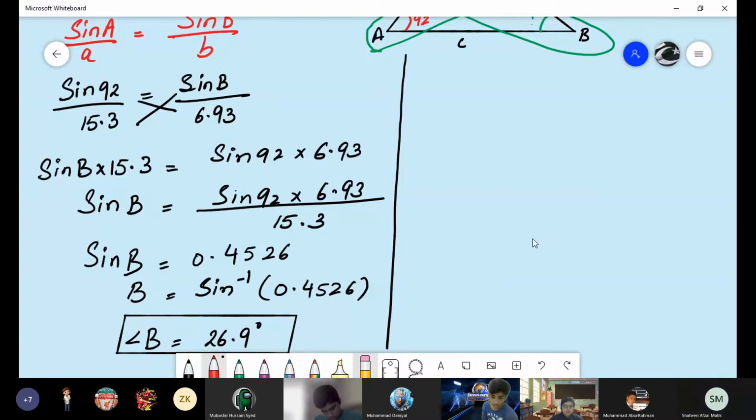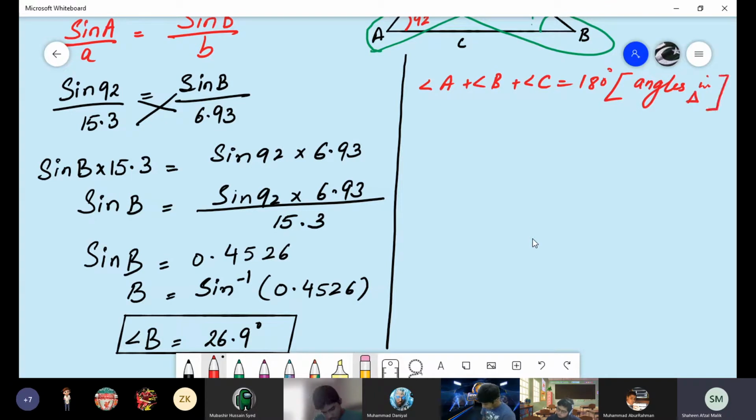Yes, ma'am. So we will write here angle A plus angle B plus angle C is equal to 180 degrees. What's the reason for that? Angles in a triangle. Okay. Substitute the values. Angle A is 92. Angle B is 26.9 plus angle C is equal to 180.